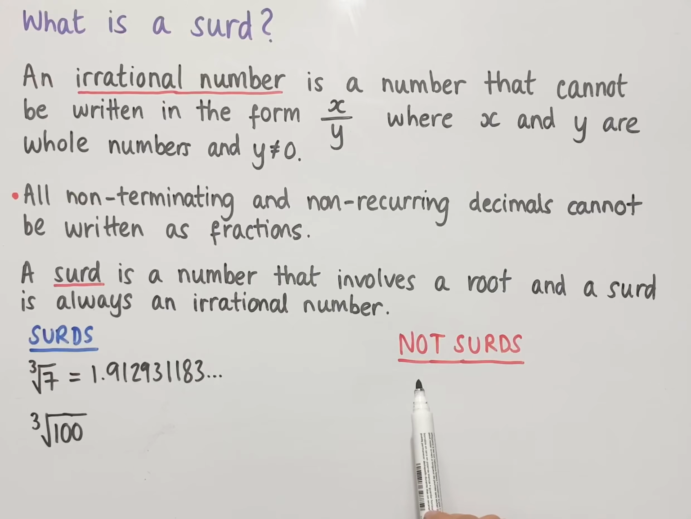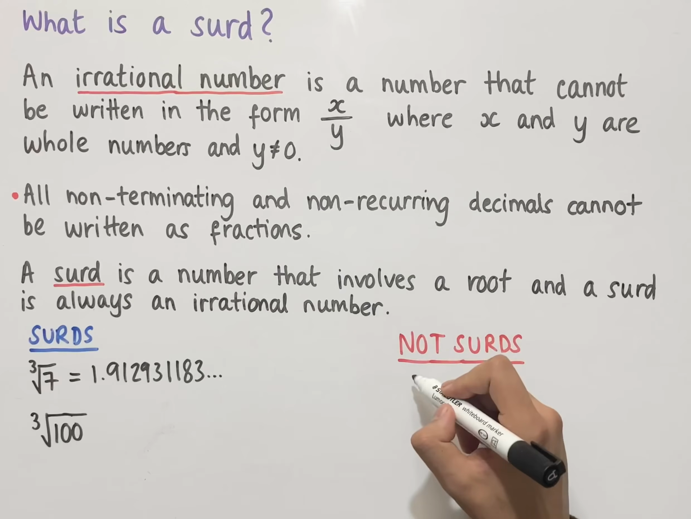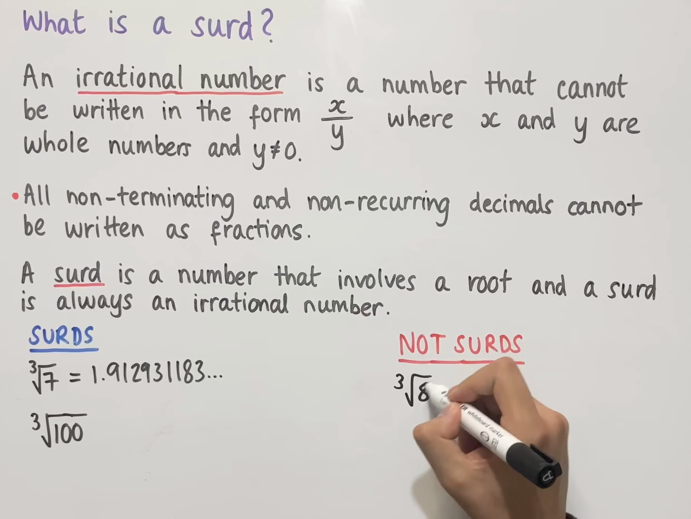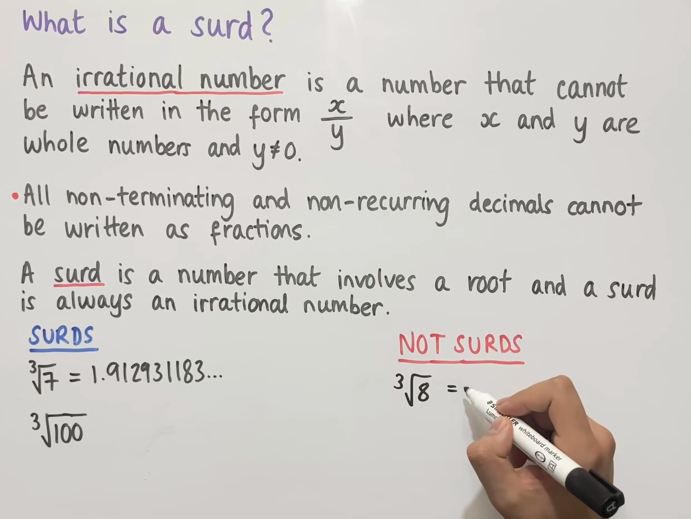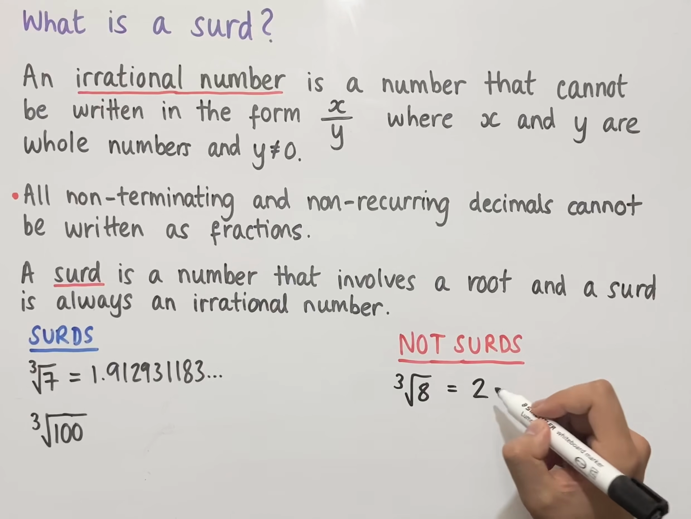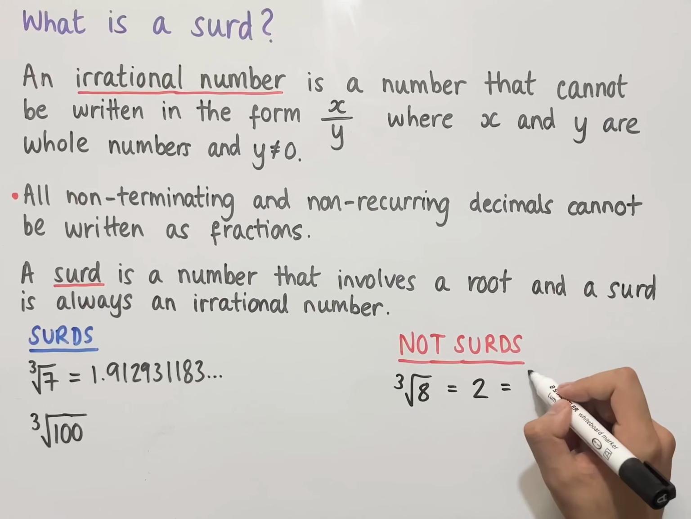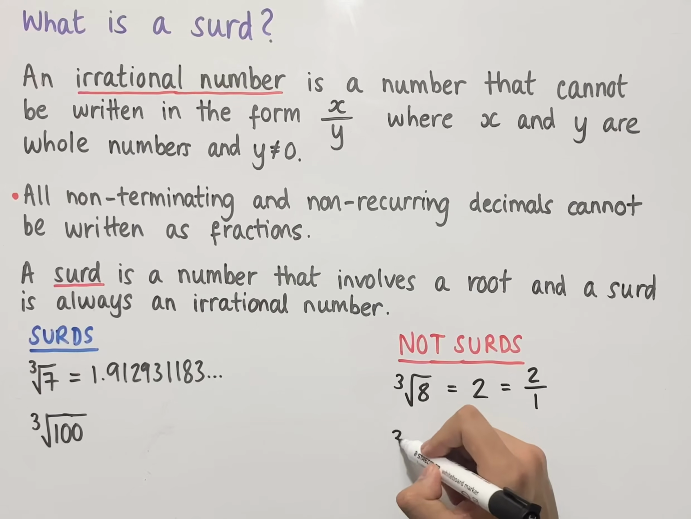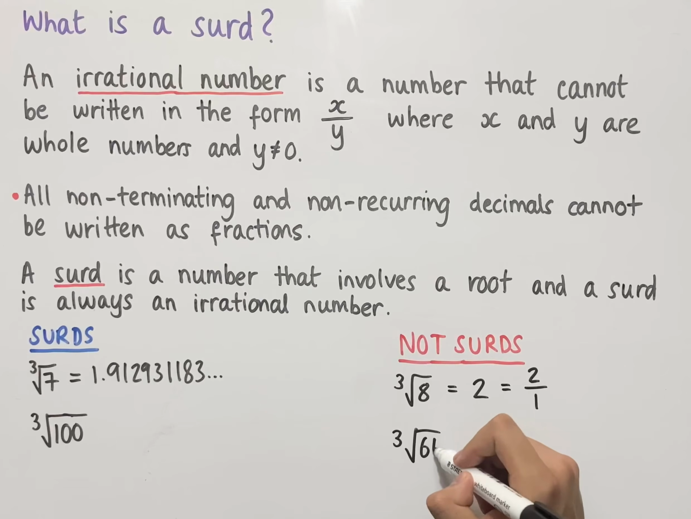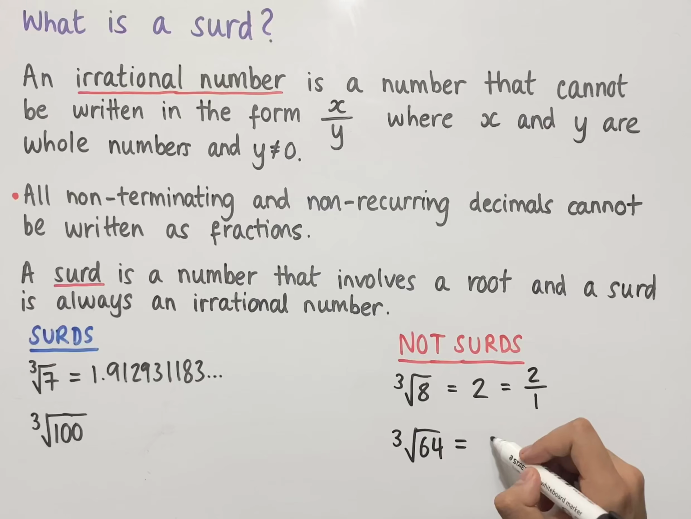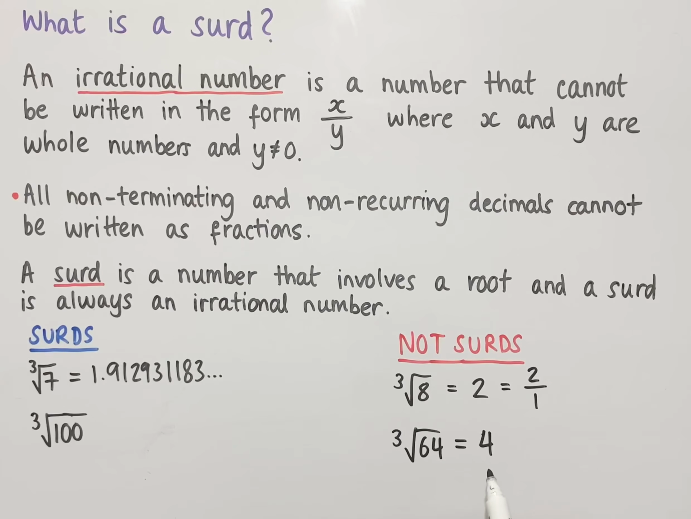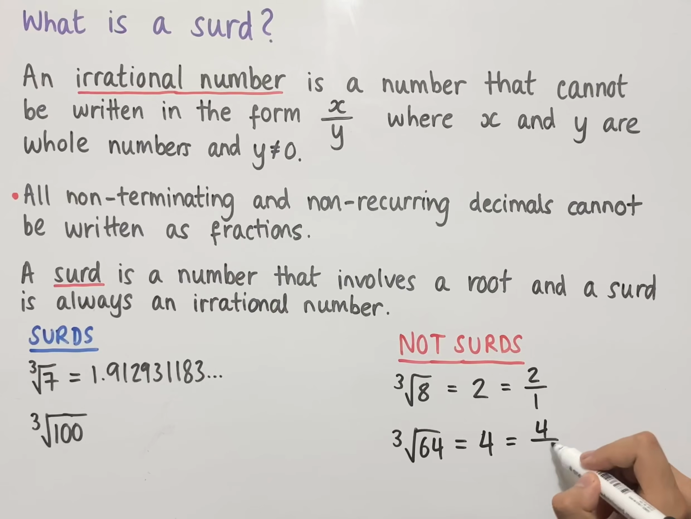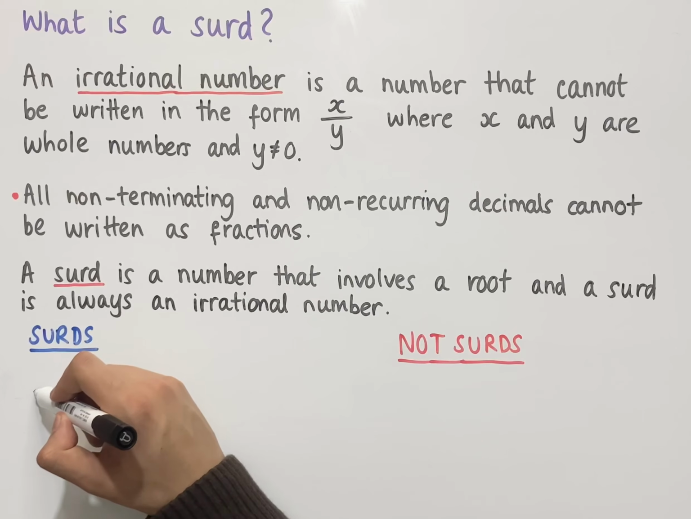Some examples of numbers that are not surds now that involve cube roots. So for instance, if we had the cube root of 8, we're looking for a number that times itself 3 times to give us 8, and that number is 2. And 2 can be written as a fraction in the following ways: 2 over 1 or any other equivalent form. Likewise, if we have the cube root of 64, the cube root of 64 is equal to 4. 4 times 4 is 16, times 4 is 64. And so 4 can also be written as a fraction, as 4 over 1, and so therefore it's not a surd.